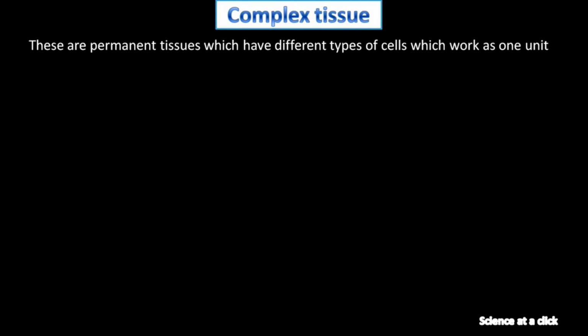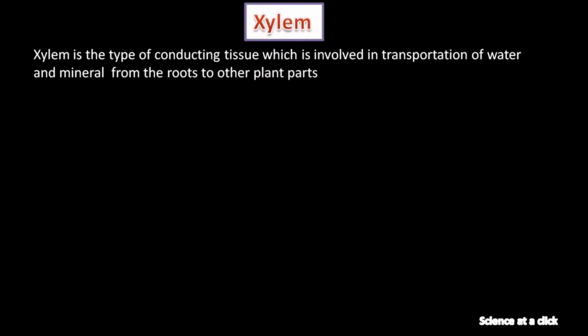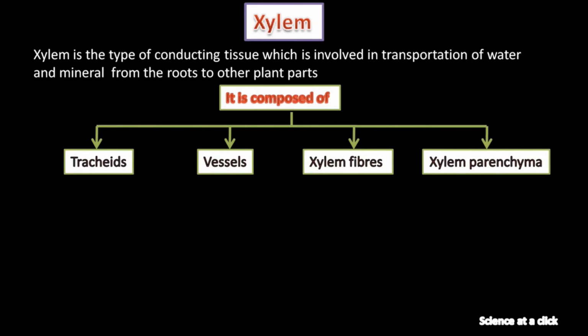Complex tissues. As the name suggests, these are permanent tissues which have different types of cells which work together as one unit. So based on this, there are two types of complex tissues, xylem and phloem. The xylem tissue is the conducting tissue involved in the transportation of water and minerals from the roots to other parts of the plant. These are composed of tracheids, vessels, xylem fibers, and parenchyma.